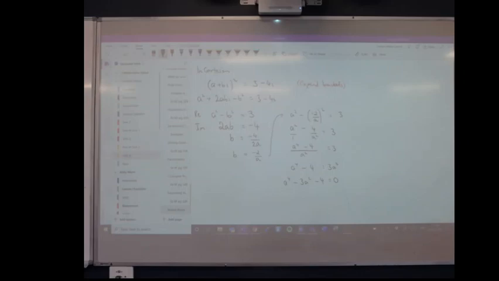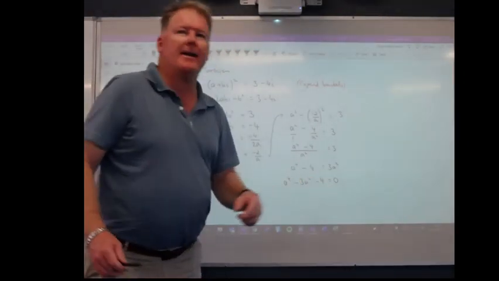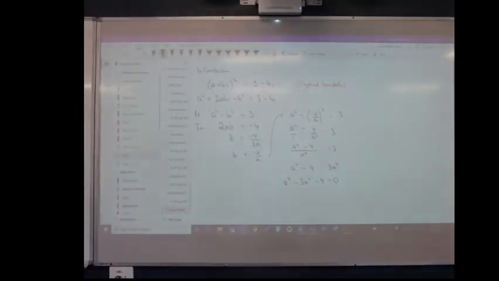So I'm looking for factors of negative 4 that add to give negative 3. Any ideas? Factors of negative 4 that add to give negative 3. Well, 3 times negative 1 is not negative 4. So, negative 4, what are my factors of 4? 1 and 4, and 2 and 2, right? They're my factors of 4.